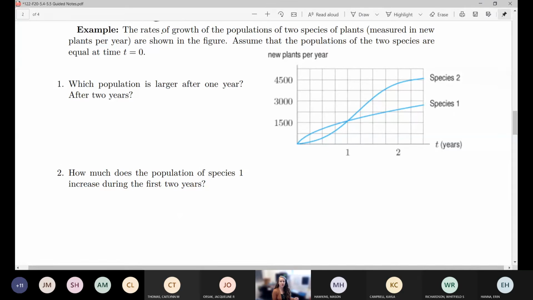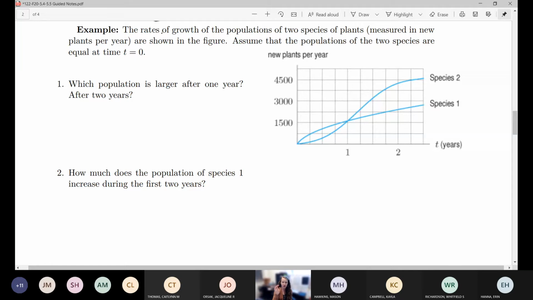All right, so next one. The rates of growth of the populations of 2 species of plants measured in new plants per year are shown in the figure. Assume that the populations of the 2 species are equal at time equals 0. So essentially this is giving us the rate. This isn't giving us the actual population. This is giving us how many new plants come into being in that time frame. And we're essentially saying let them start at equal values to begin with.